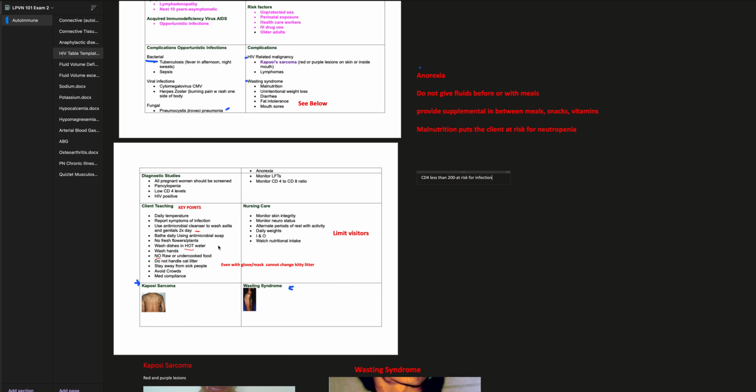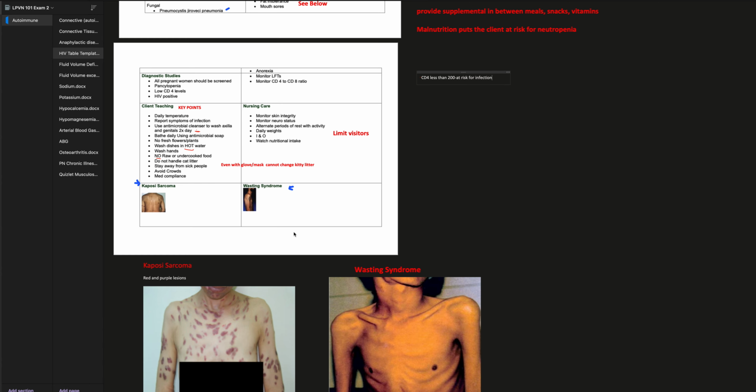Wash dishes in hot, soapy water. They need to wash their hands frequently. No raw or undercooked food. All food has to be canned or cooked fully. Do not handle cat litter, even with a mask and gloves. Stay away from sick people and avoid crowds, and make sure they're adhering to the medication program, so med compliance. You want to limit visitors into their room if they're in the hospital because they're really prone to infection.